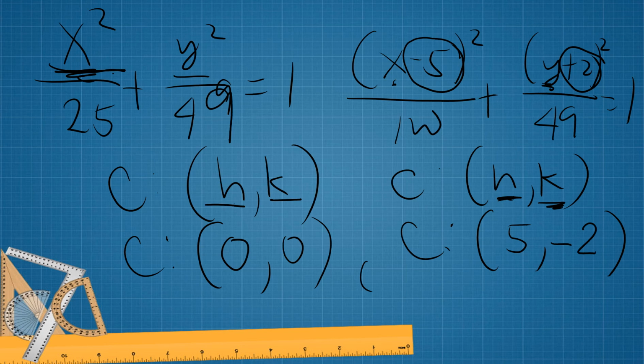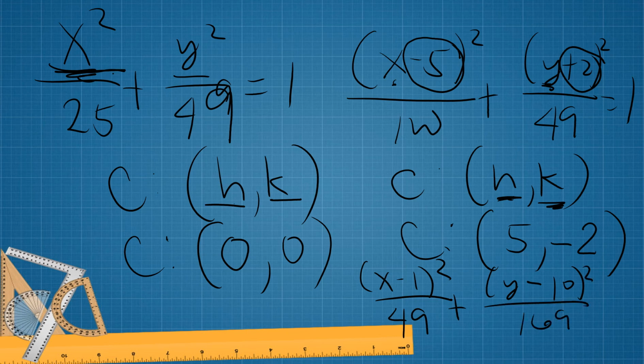For instance, you have (x minus 1) quantity squared over 49 plus (y minus 10) quantity squared over 169 equals 1. Again, to locate the center, we have h, k. So, ang h kasama lagi ni x. Ang kasama ni x is negative 1. Therefore, ninenegate natin si negative 1, h is equal to 1.